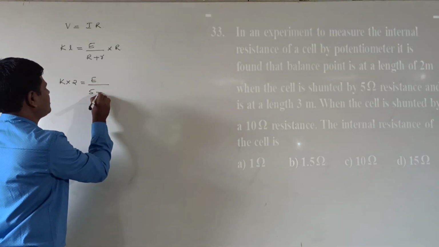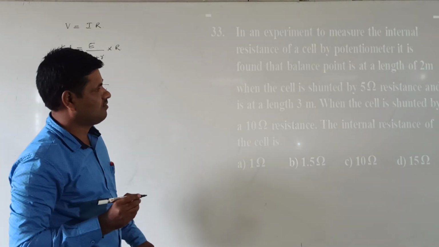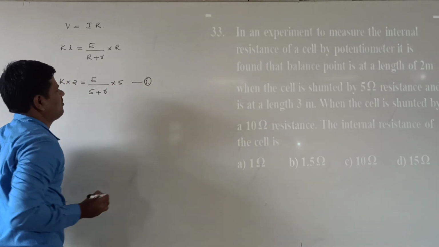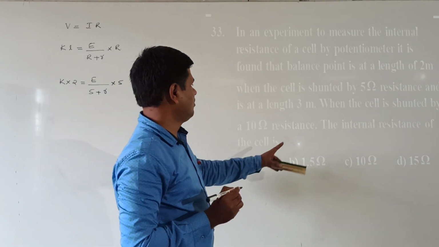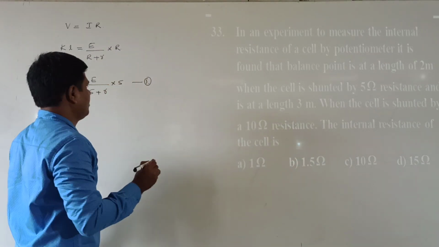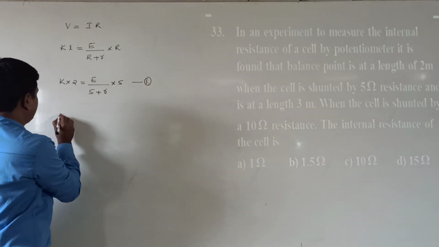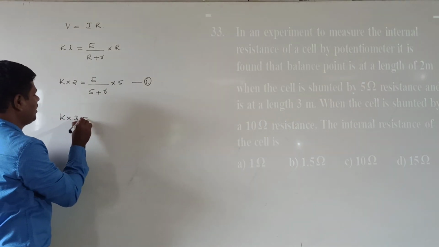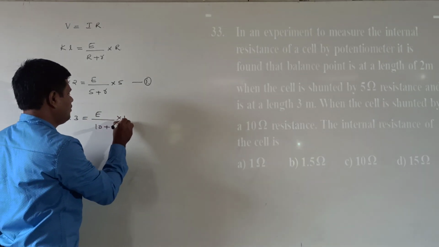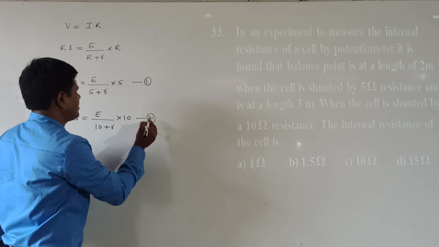The internal resistance value we have to find. The external resistance is given, that is 5 ohm, into 5. This is equation number 1. Next, when the length is 3 meter, the shunt is 10 ohm. So K into 3 is equal to E by (10 plus r), into 10. This is equation number 2.